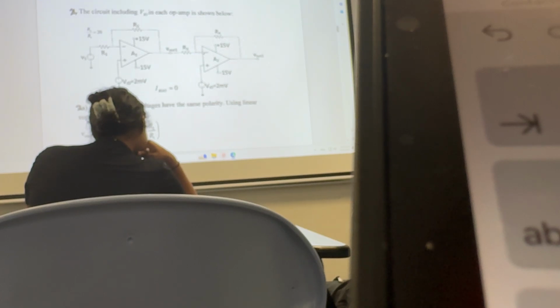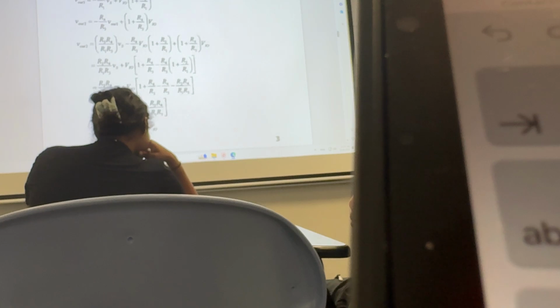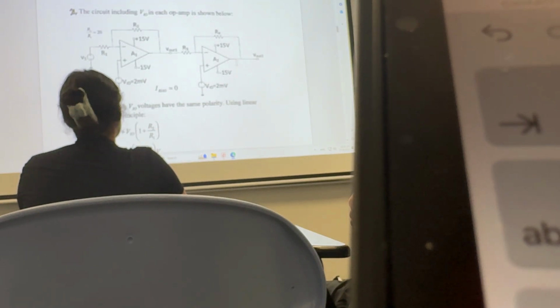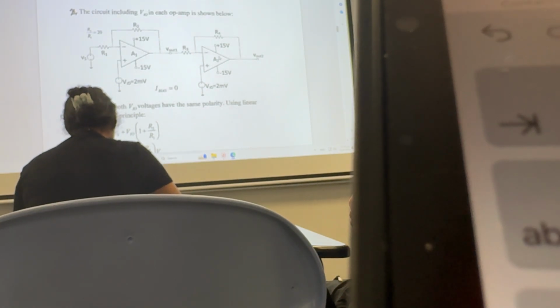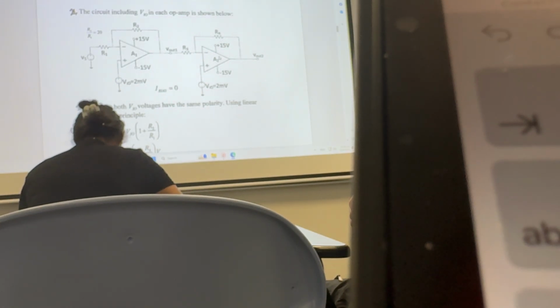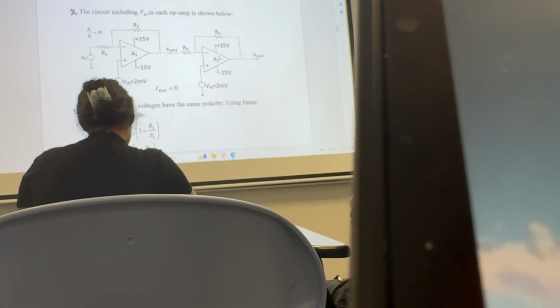So the first offset goes through one stage, another stage, and you can split it into two terms. One is the cascade gain, so this is the one you see. How about the second one? What about the second offset? The second offset from the second stage is V offset times 1 plus R4 over R3.